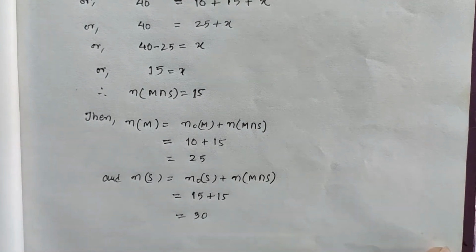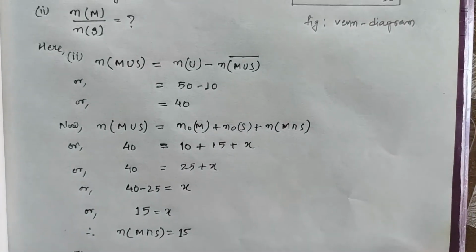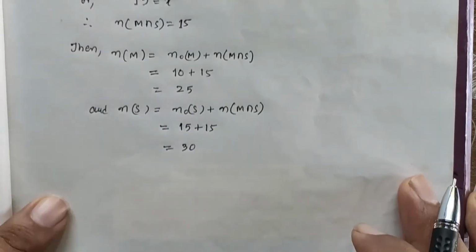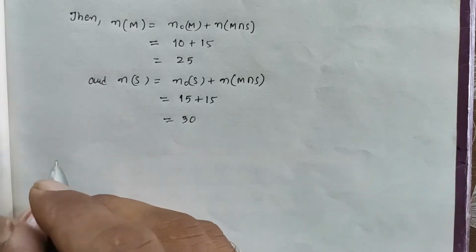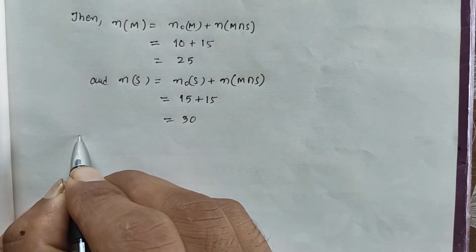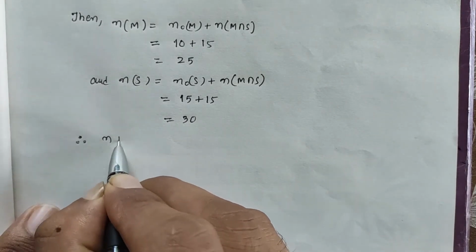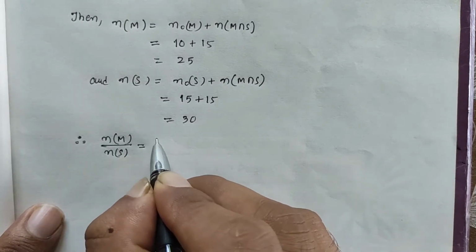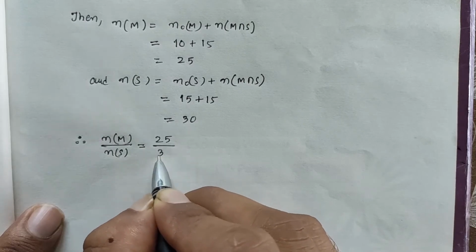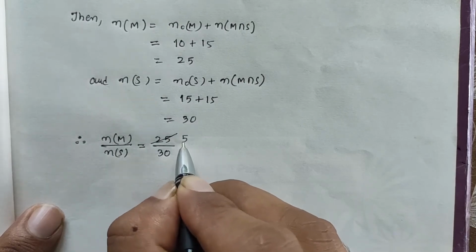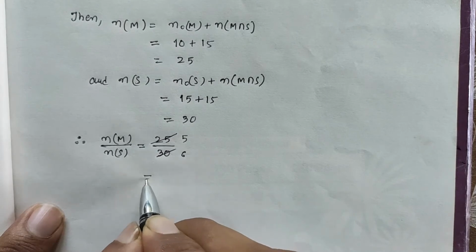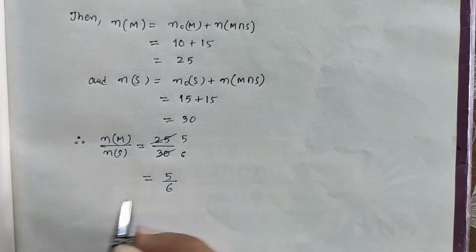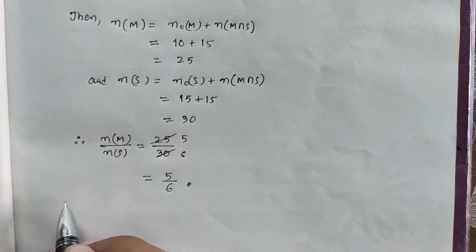But the question asks to find their ratio. See here, the question asks to find their ratio, n(M) upon n(S). Hence, therefore n(M) upon n(S) is how much? 25 by 30. So cancel it. 5 times 5, 5 times 6, so your ratio is 5 by 6, and you have to write the conclusion.